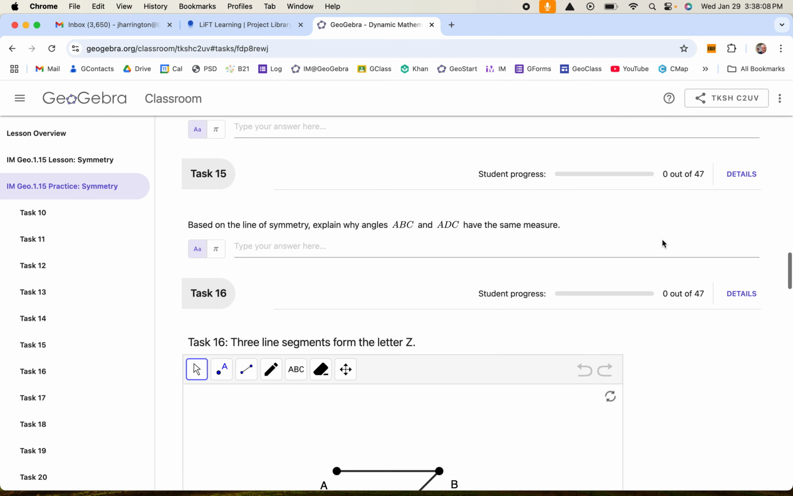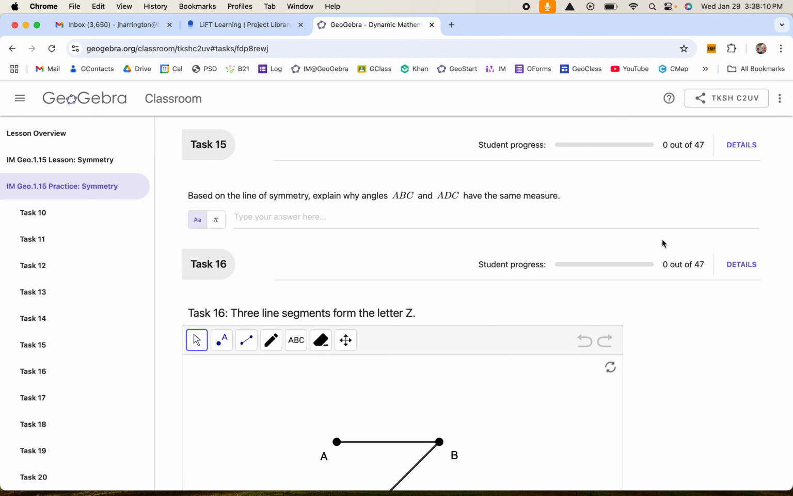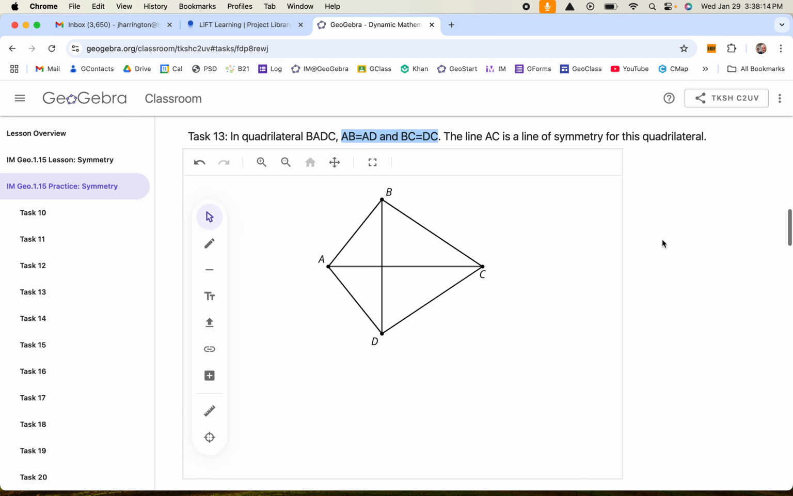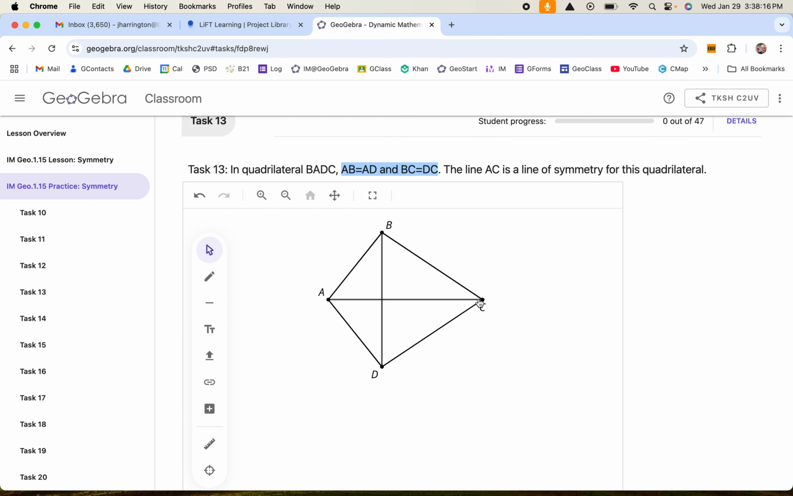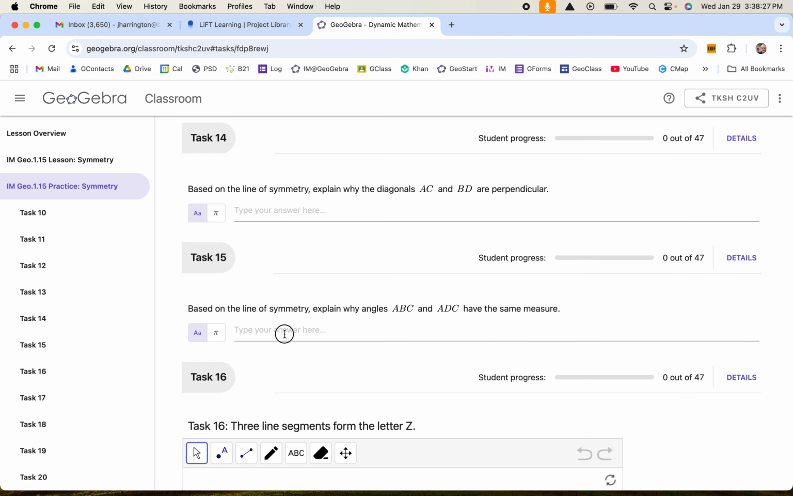Next, based on the line of symmetry, explain why angles ABC and ADC have the same measure. Okay, so ABC. Let me get rid of that last thing so we can look at these. ABC and ADC. Why are they the same measure? Right. Explain why. That's the key piece here. Why is it that these angles are the same?